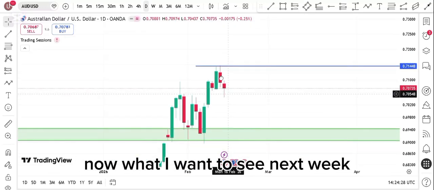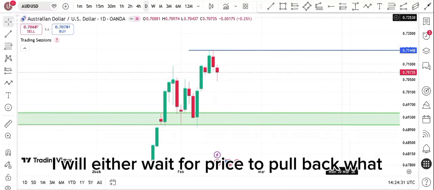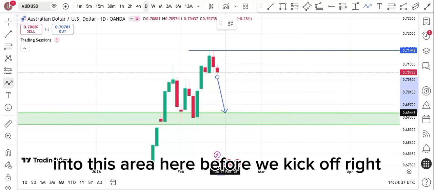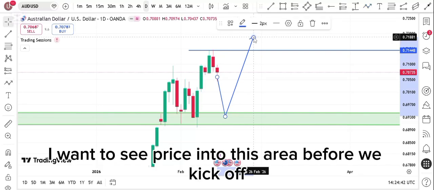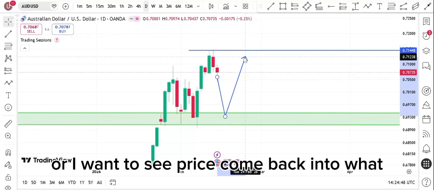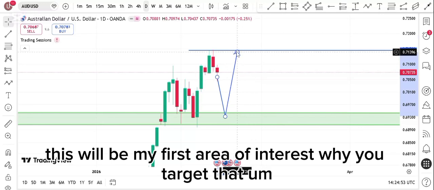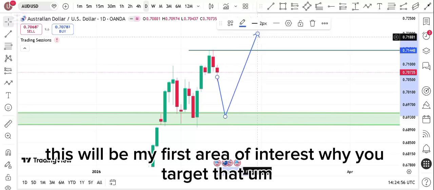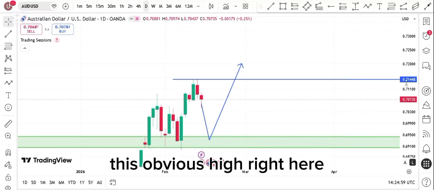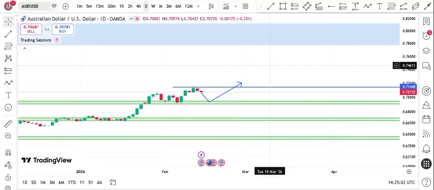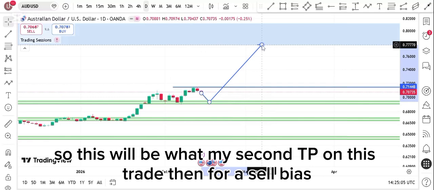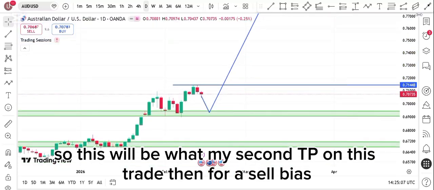Now what I want to see next week, I'll either wait for price to pull back into this area here before we kick off, or I want to see price come back into this area. This will be my first area of interest. Why we target this obvious high right here, this will be my second TP on this trade.